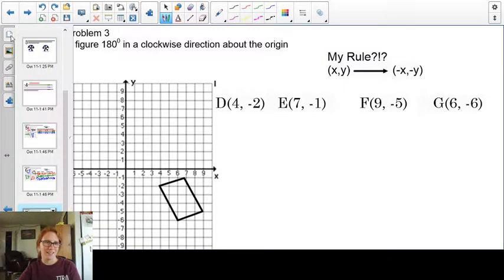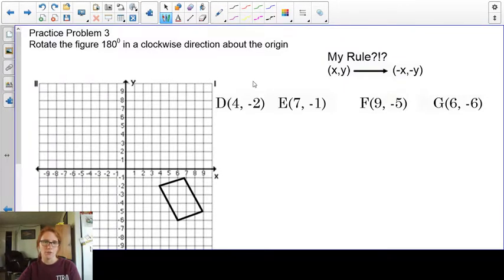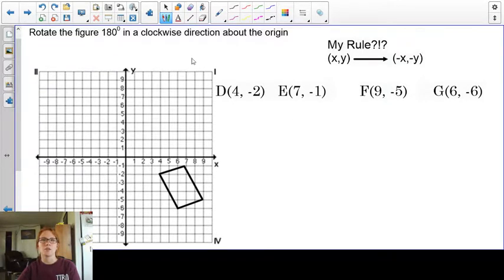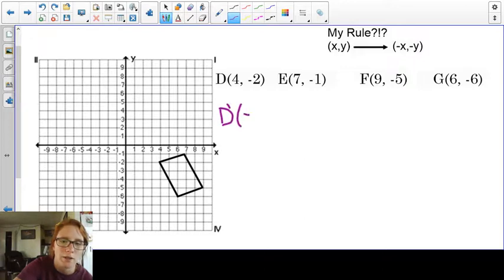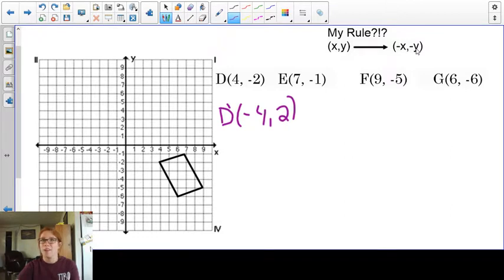I think, yeah, this is my last one. Okay. So this is the last one we're going to do together today. We're going to rotate it 180 degrees. So we're going to use the rule where we just take the signs, whatever we see, and make it opposite. So we're going to change it and do purple here. So D prime in this case will be negative 4, positive 2, because even though it says that negative sign, we're doing the opposite of what I see.